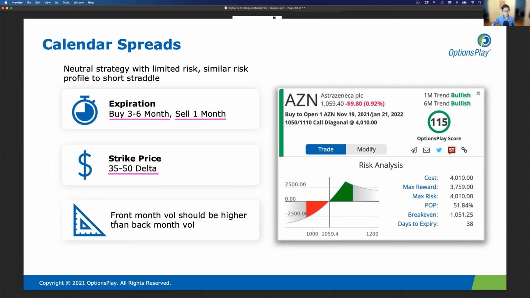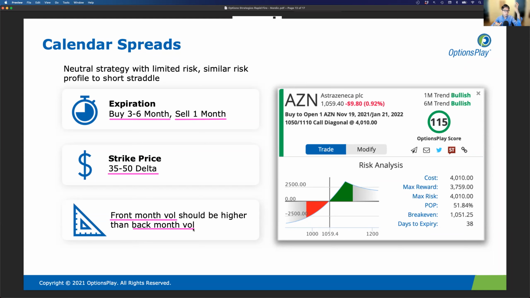And for those of you that have a little bit more experience, the best or the most optimal strategy is when the front month, meaning the shorter dated option that you're selling, has a higher implied volatility than the back month, which is the longer dated option that you're buying. Because you want to buy low implied volatility, and then you want to sell high implied volatility.